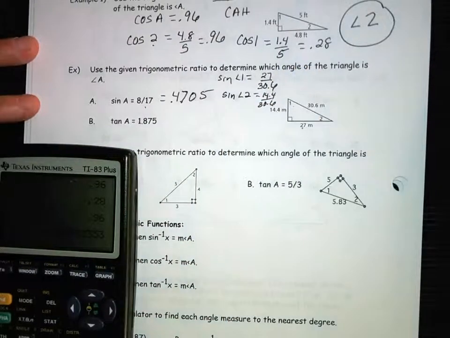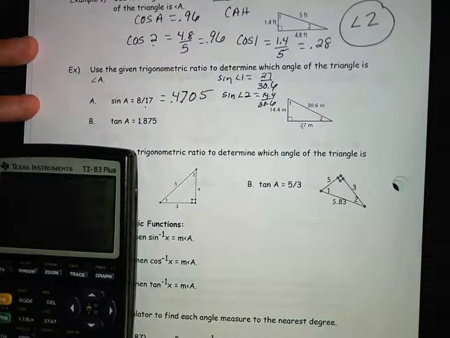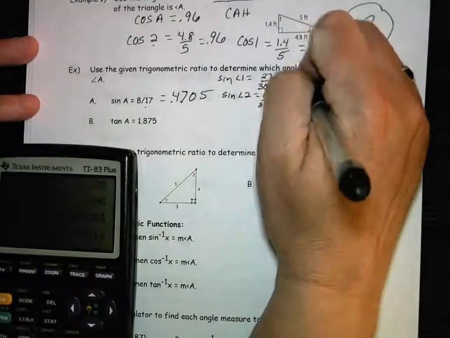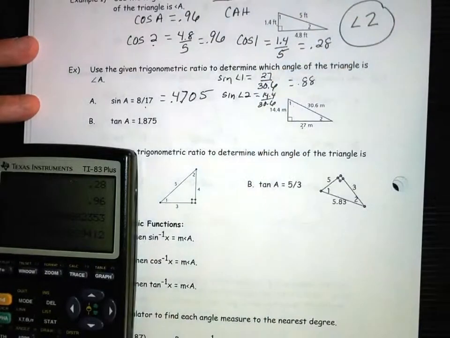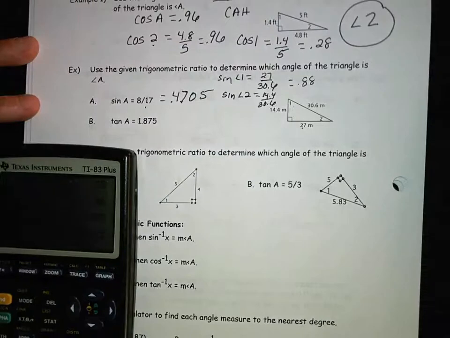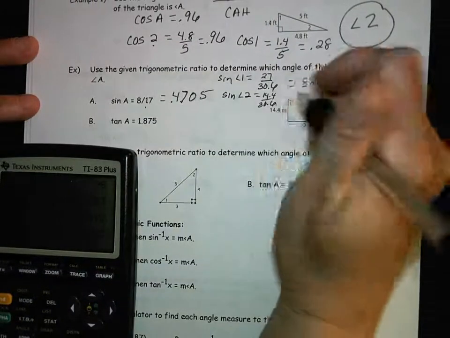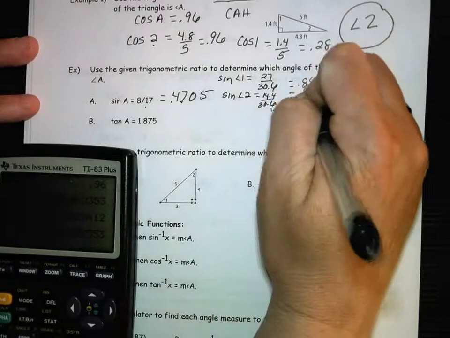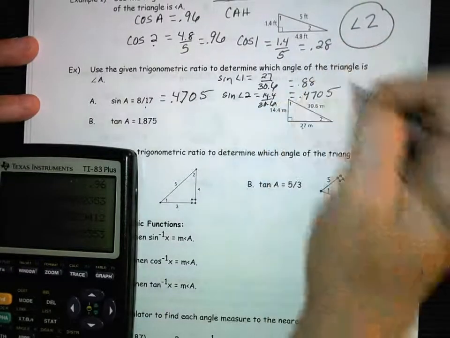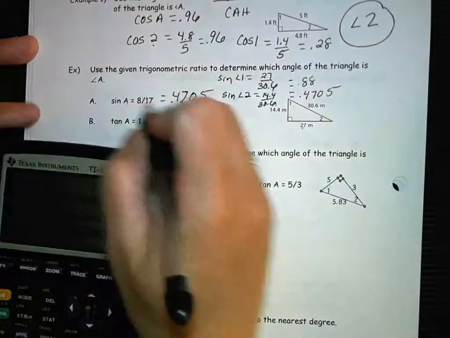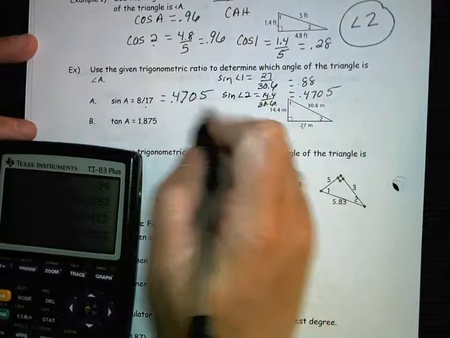And if we divide those, 27 divided by 30.6 is 0.88. 14.4 divided by 30.6 is 0.4705. So the first one here matches up with angle 2.